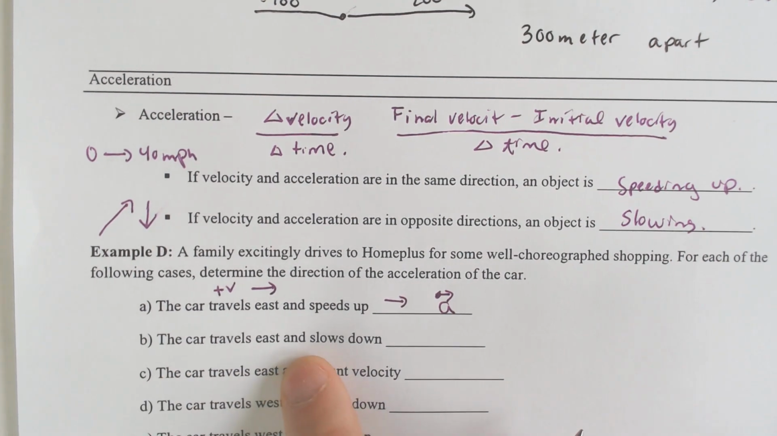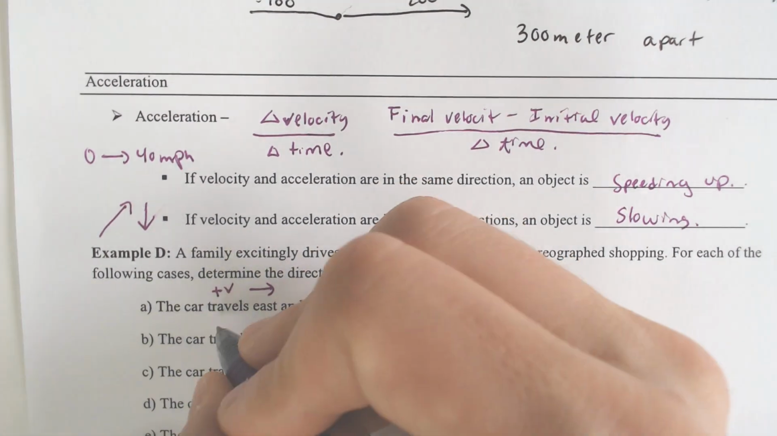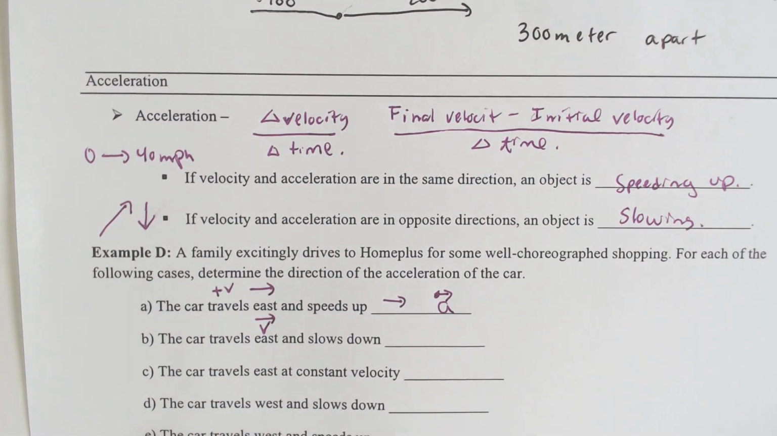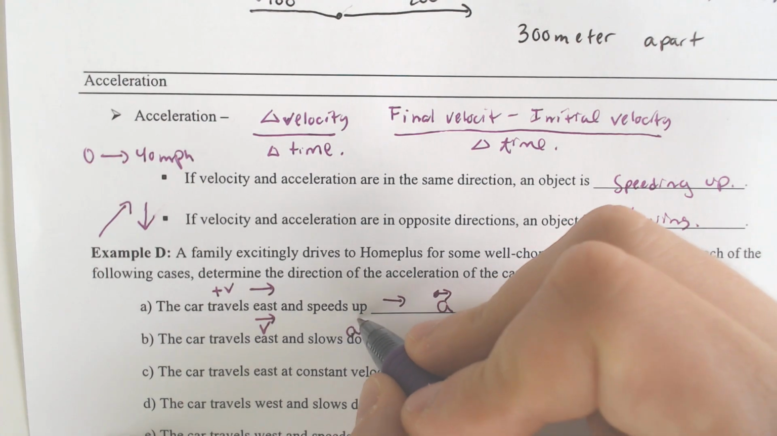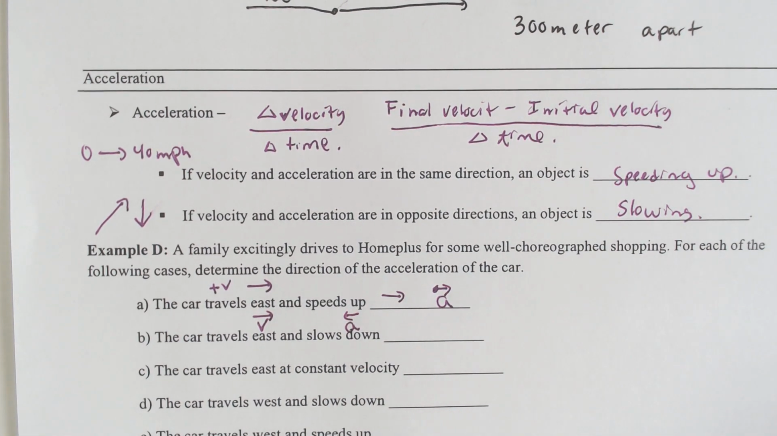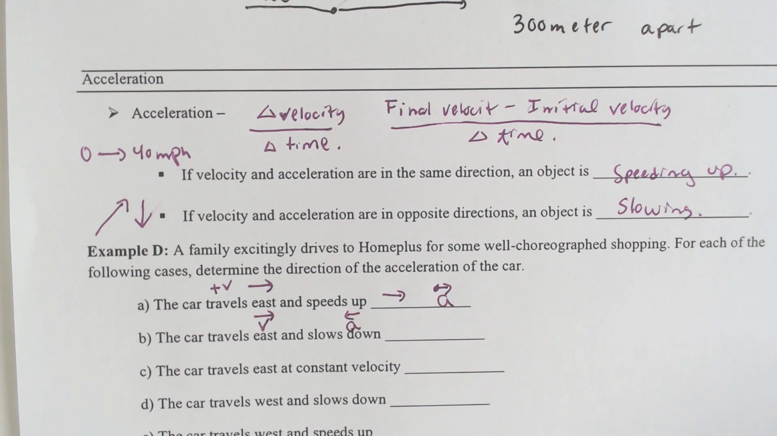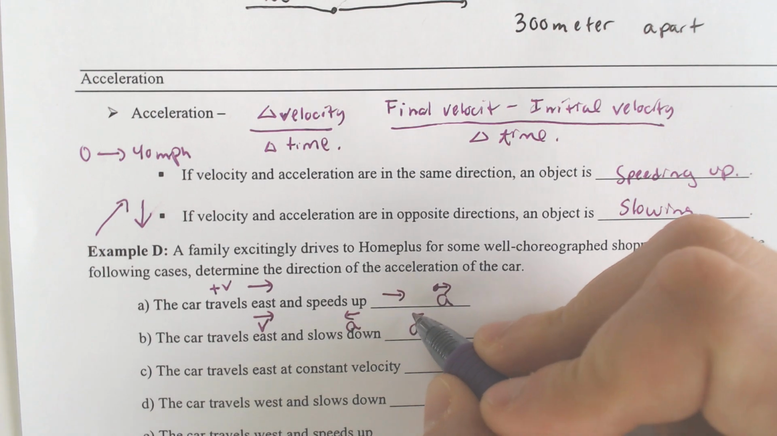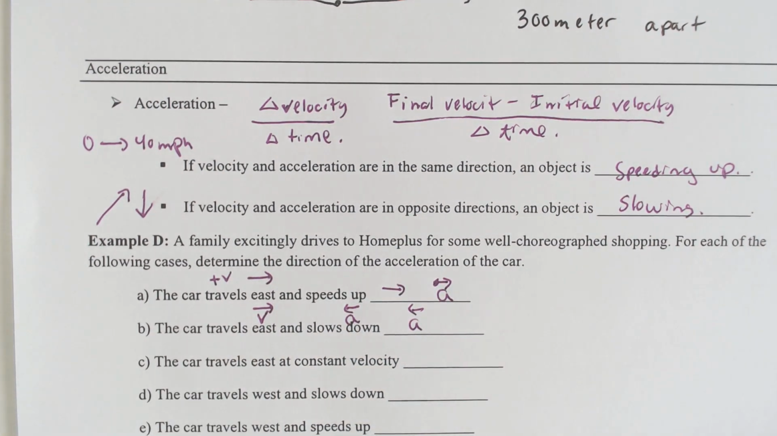The car travels east and is slowing down. Well, the car is traveling east. That would be a positive velocity in the right direction. But if it's slowing down, that means the acceleration is forcing it to come to a halt. That means that you are decelerating, and that means that your acceleration is going in the negative direction.